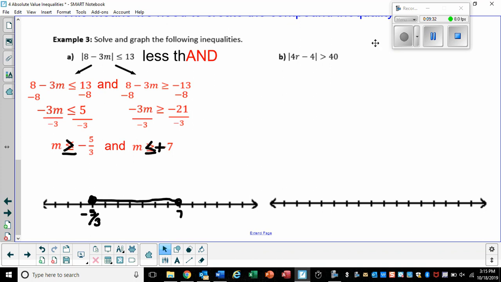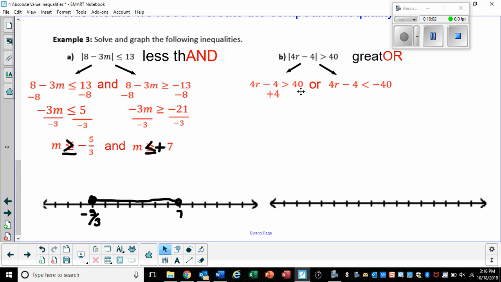All right, let's try this other one. Hopefully I didn't make as much of a mistake. So we have the absolute value of 4r minus 4 is greater than 40. The absolute value is by itself, so I can split it. It's a greater than, so it's going to be an OR statement. So first one, keep everything the same, just lose the absolute value symbol. Second one, flip the sign, change it to -40. Good to go.